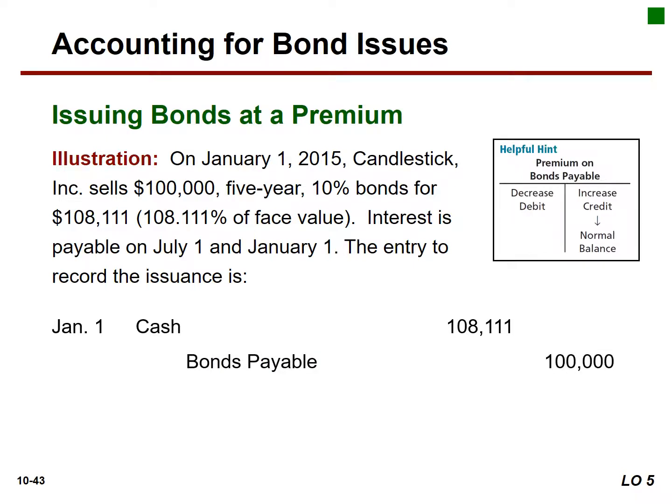We're going to credit bonds payable for the $100,000, and we're going to credit an account called premium on bonds payable. This is not a contra liability account. This is called an adjunct account because it's going to be added to the bonds payable to show the carrying value of our bonds.